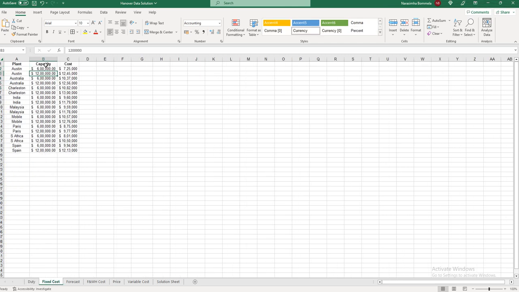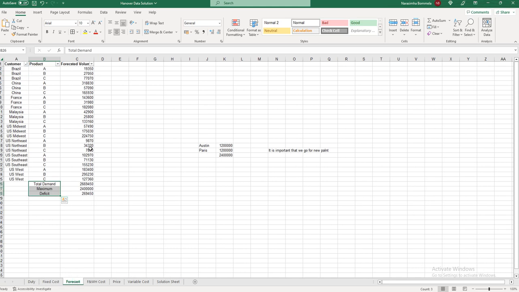This is plant size and plant size based fixed cost. That is also a cost we include. And we have a forecast demand, like what kind of products each country is taking. So Brazil, how many products it is taking, China, how many products it is taking. So that related detail. This is a forecasted volume.